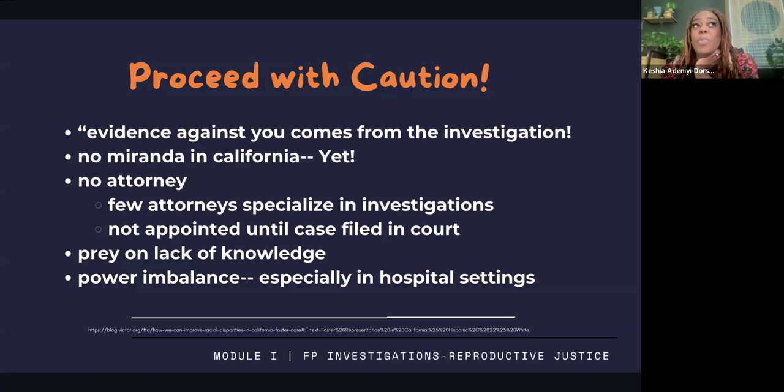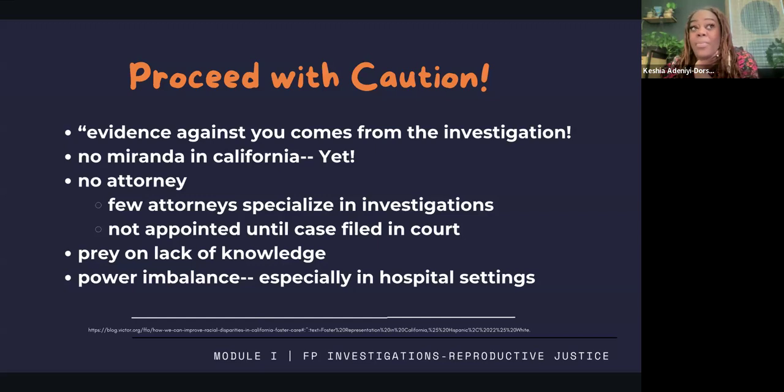So most people are not represented by an attorney during investigations. Also, few attorneys specialize in CPS investigations, or they adopt the language of DCFS or the agency. So you can go on people's websites, they'll tell you if a social worker tells you to take a drug test during an investigation, you should take a drug test. They'll tell you if CPS comes to your door and even if you don't want them coming into your house and they don't have a warrant, let them in, right?